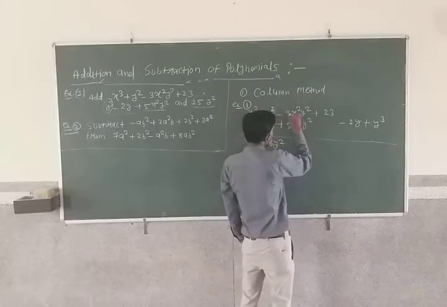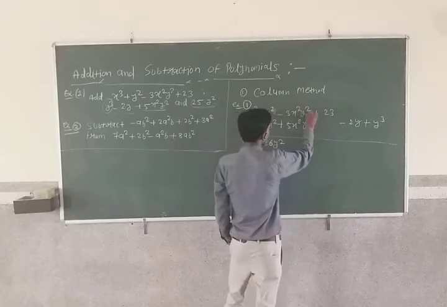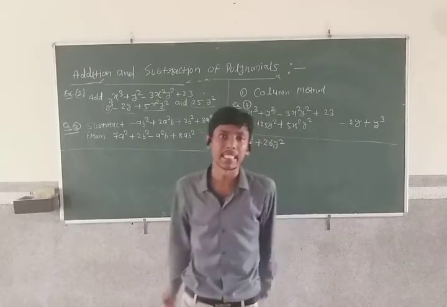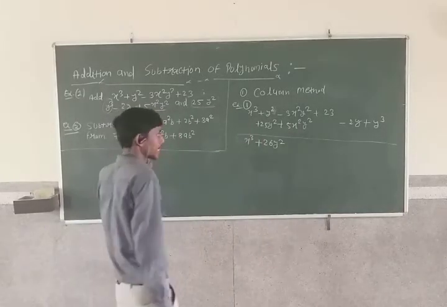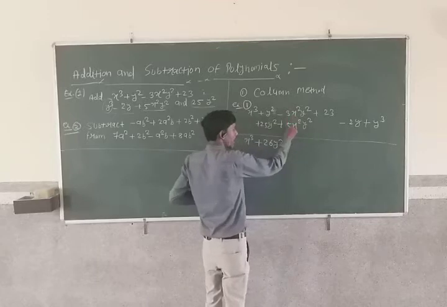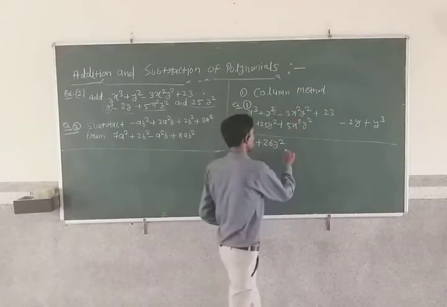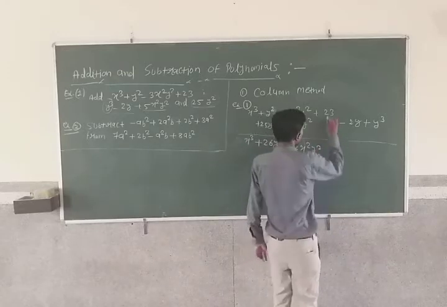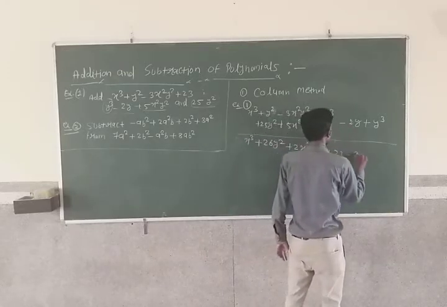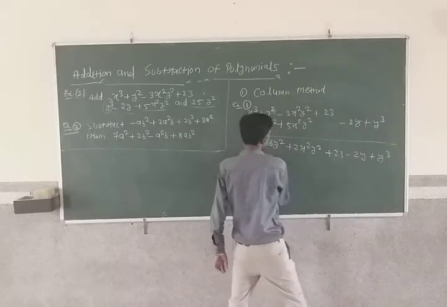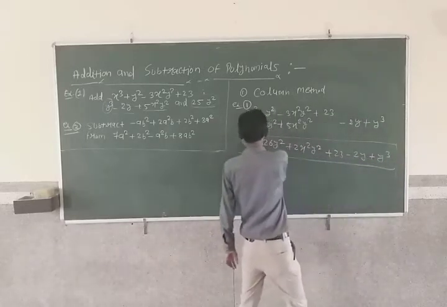Then minus 3x square y square plus 5. Here we will apply the properties of integers. This is minus 3 plus 5. Minus 3 plus 5, it will be plus 2. So plus 2 and the variable will be written as it is. Now plus 23, no change, minus 2y plus y cube. That will be our final answer.